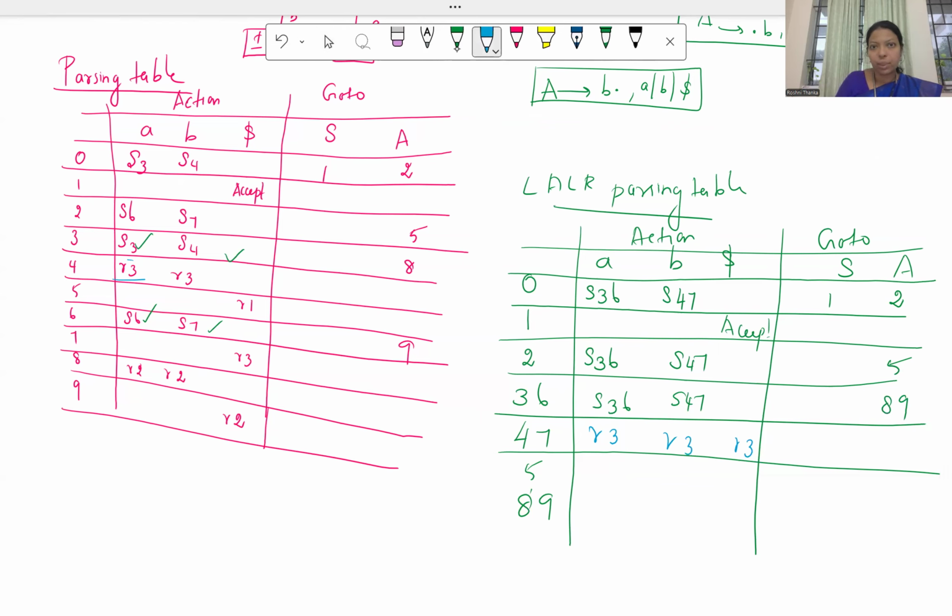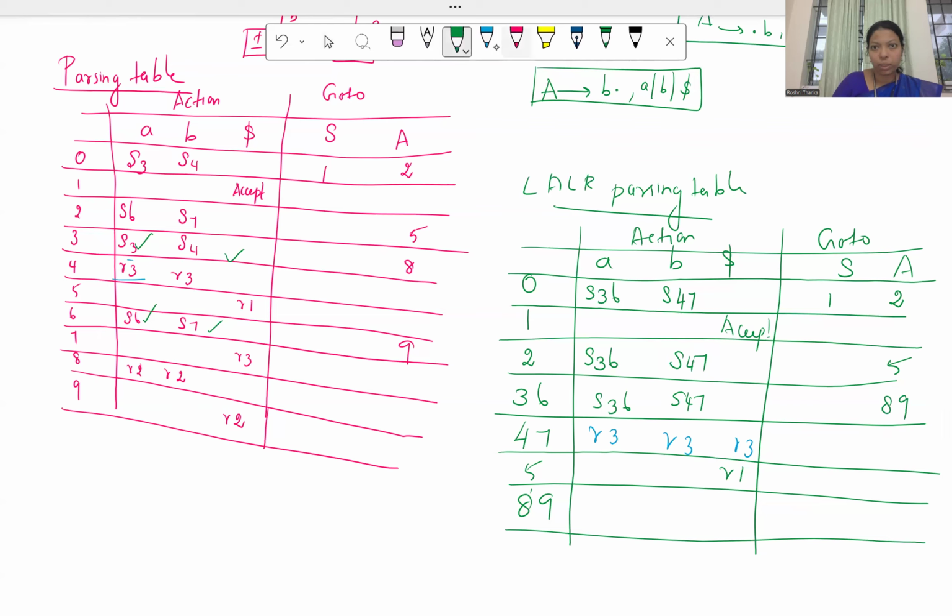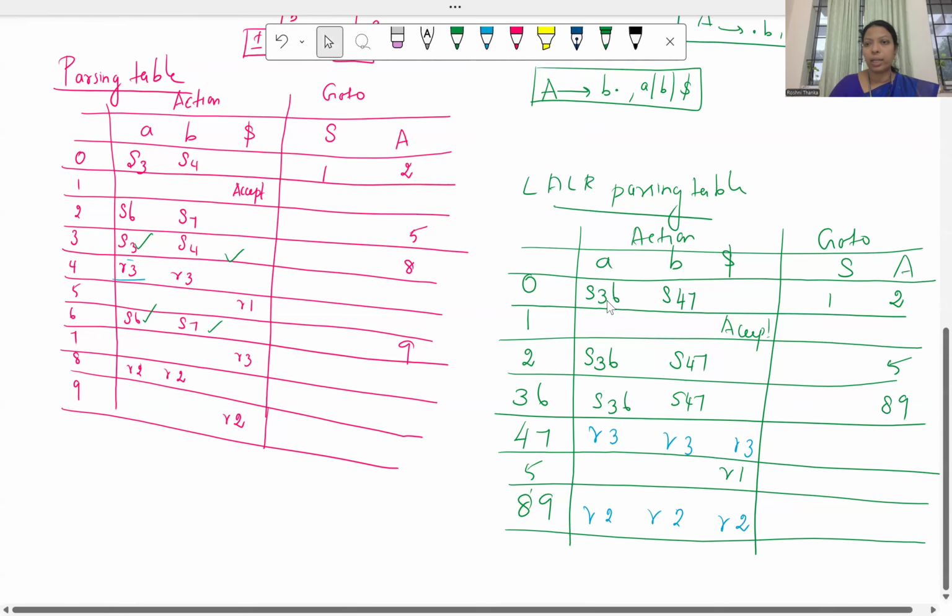Similarly, in the fifth state, what is there? Here is only R1 and nothing else. And states 8 and 9 need to be merged. So what we can do here is merge R2, R2, R2. Got it? So that's it. Now we have the parsing table for the LALR.